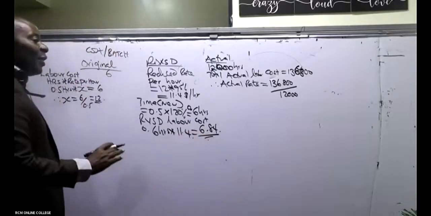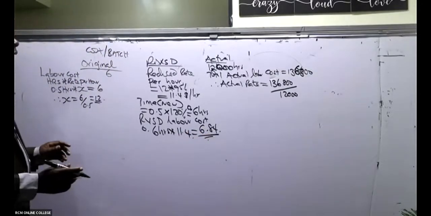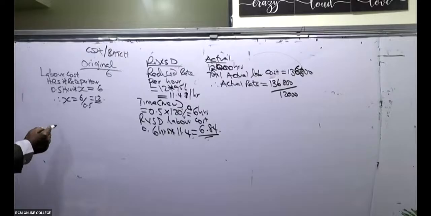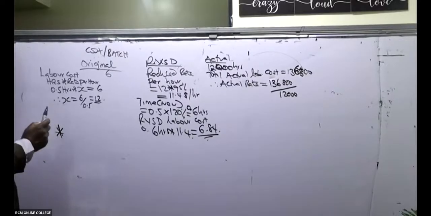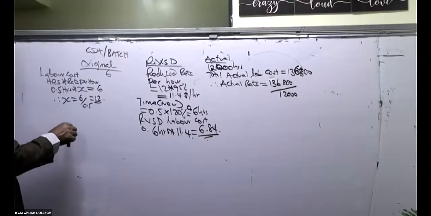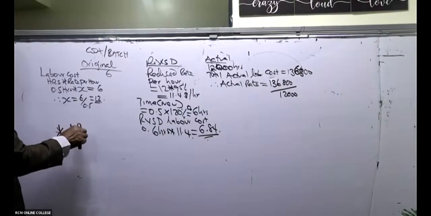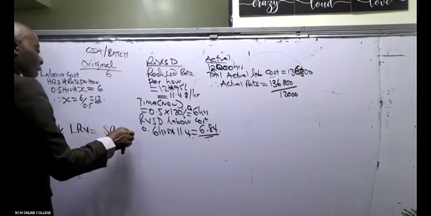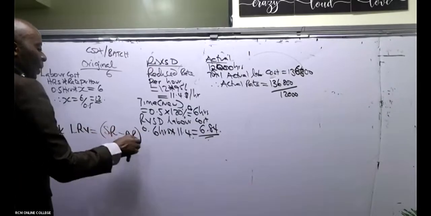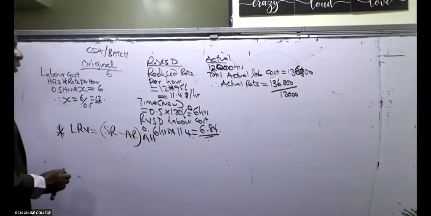Now after I've been able to do this very well, I will be able to come here and ascertain the labor rate variance. So how do I get labor rate variance? To get labor rate variance, we normally take the standard rate minus the actual rate, and then we multiply this with the actual hours.